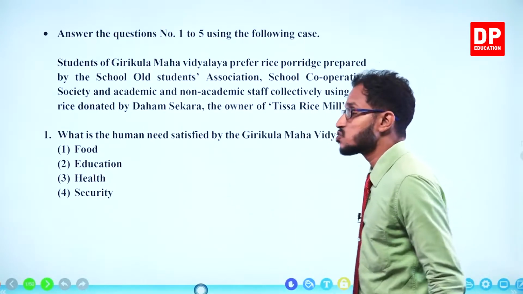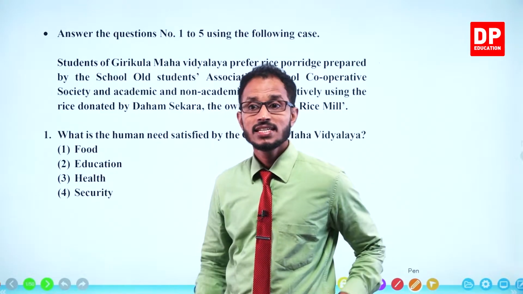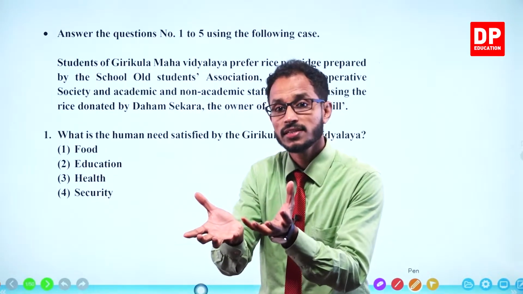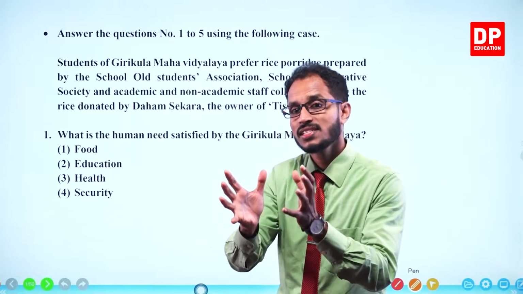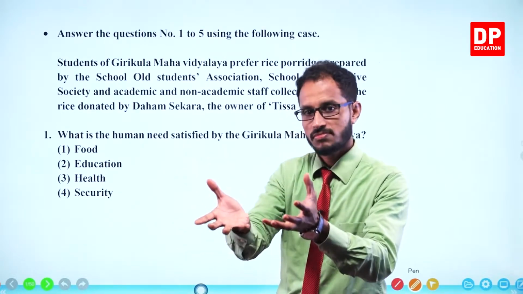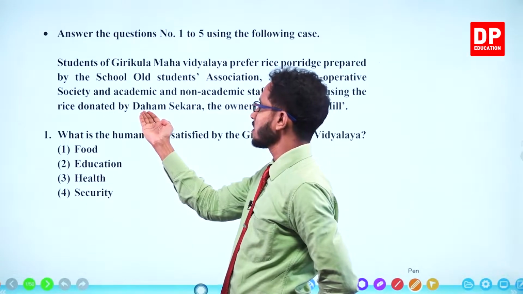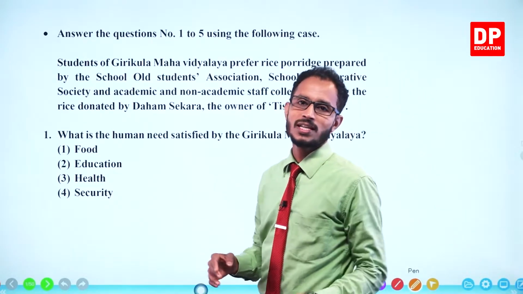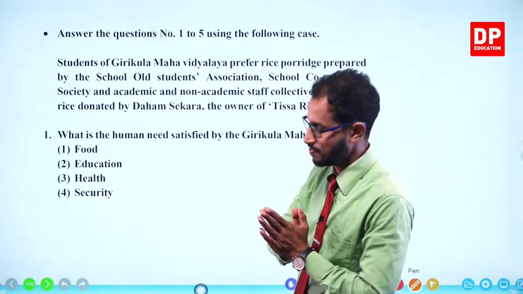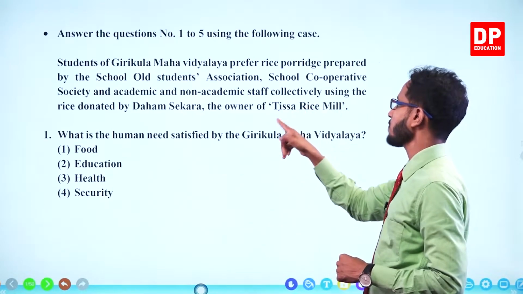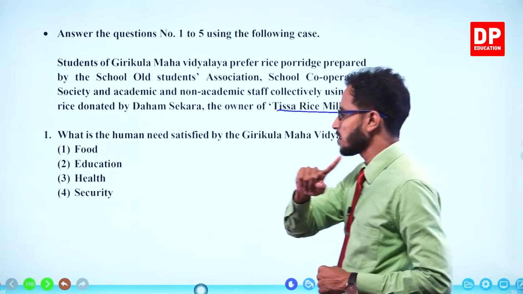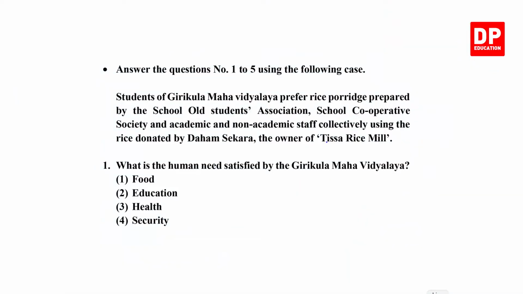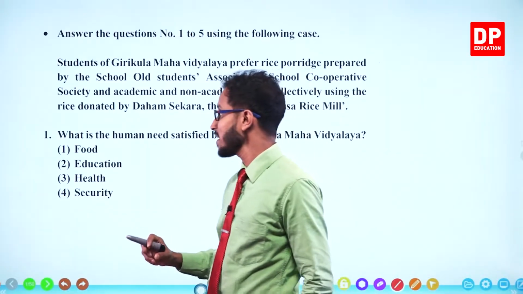So the rice is donated. Donated. You know what's the meaning of donated? The rice is like gifted. It's a donation from this guy, Daham Sekara. He is the owner of Tissa rice mill. Okay, Tissa rice mill. So let's go to the first question. What is the human need satisfied by the Girikula Mahavidyalaya? What is the human need?